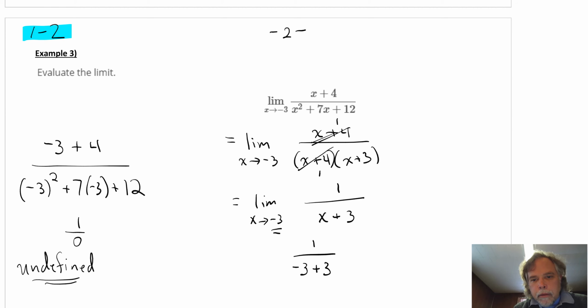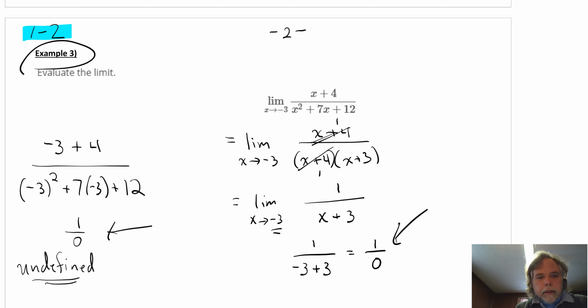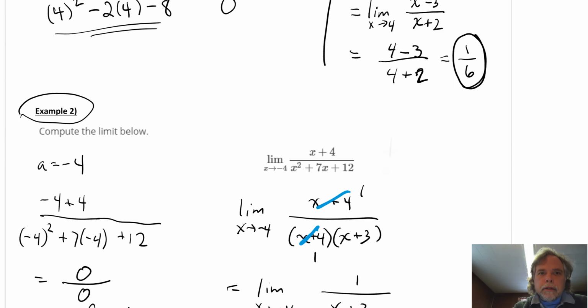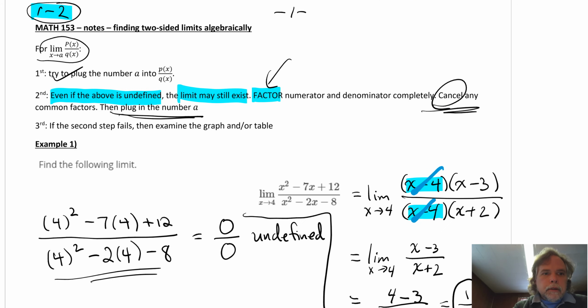now that we've canceled. And we still have a problem in this particular example. This right here hasn't occurred yet, where we got undefined the first time, but then we also got undefined the second time. Okay? What we should do in that case is go on. There are 3 steps. If the second step fails, then we're really out of luck in doing it purely algebraically.